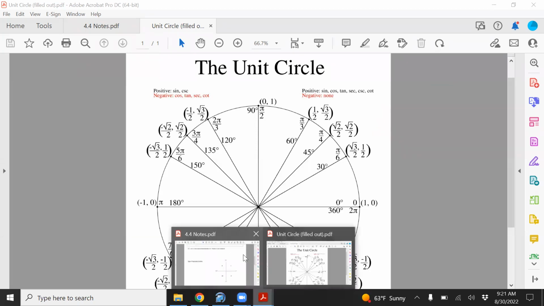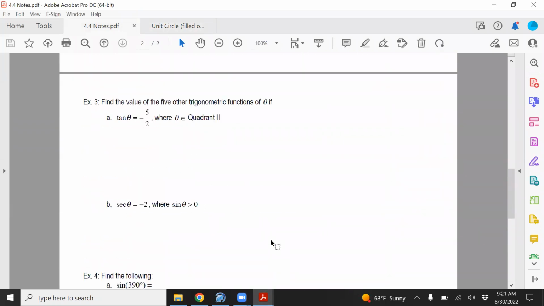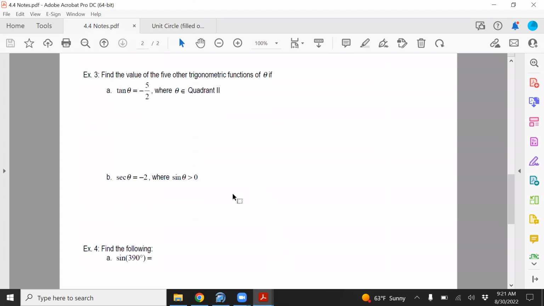So that's more information you're getting about trig. We just have one more page of stuff, and then you guys can get a head start on homework.